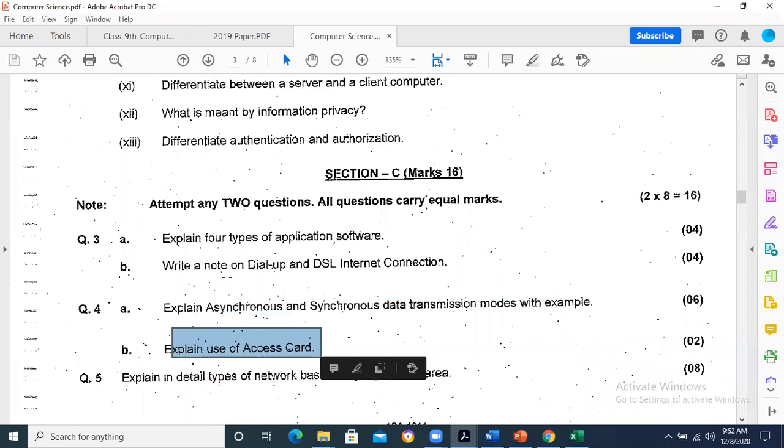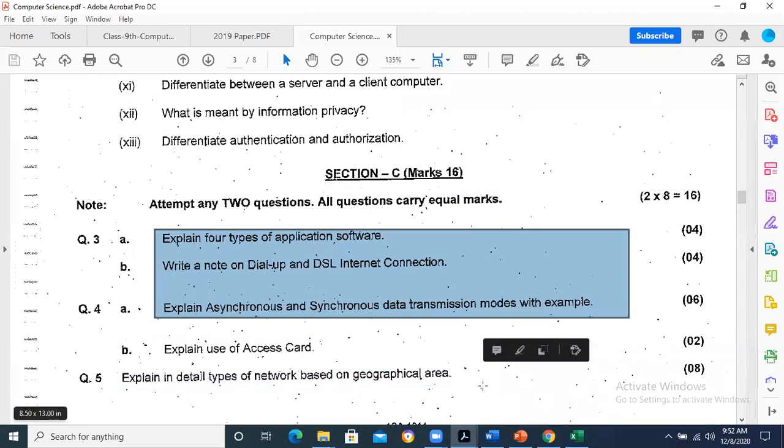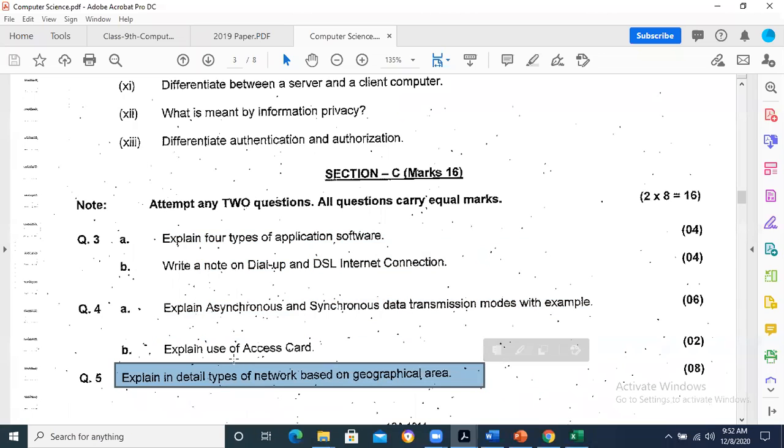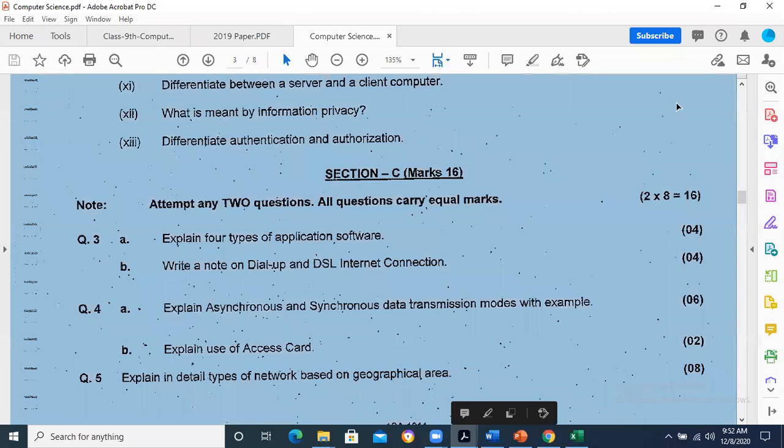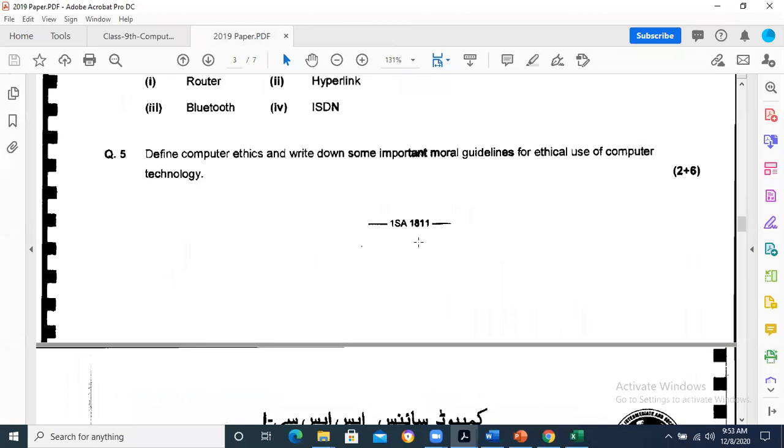Leave the access card. Access card is there. 1, 2, 3, and then 4. 4 parts are there. So chapter 4 is very important, and of course I would like to give you new types of MCQs, and the short questions and the long questions will also be from chapter number 4.